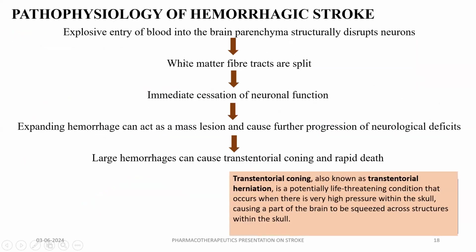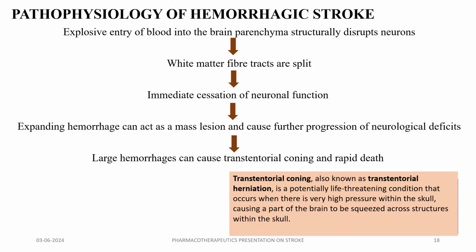Let's look at the pathophysiology of hemorrhagic stroke. Hemorrhagic stroke means that there is bleeding occurring inside the brain. So there is a huge amount of blood volume coming through the brain parenchyma, or the brain tissue, which disrupts the neurons. The white matter fiber tracts that are present get split up, which causes cessation of neuronal function. Until the bleeding is stopped, the hemorrhage keeps expanding, which causes a mass lesion and further progression of neurological deficits.